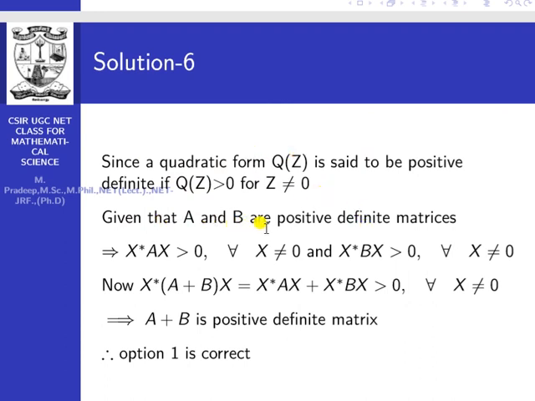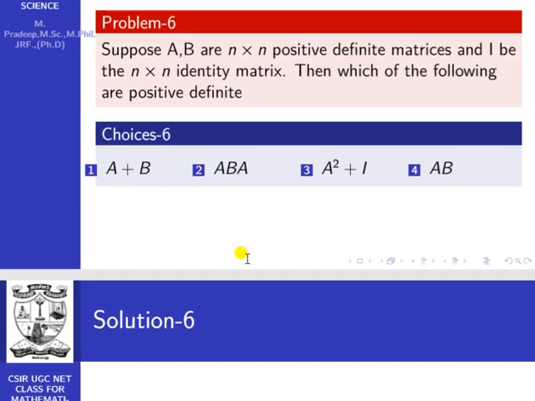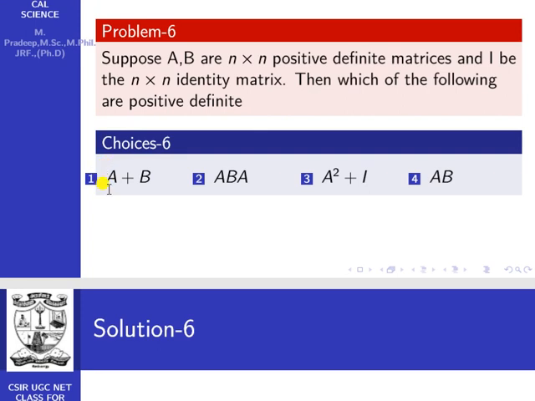So given that A and B are positive definite matrices, what is the definition? X star A X should be greater than 0 for all X not equal to 0. The same way for B positive definite means X star B X greater than 0 for all X not equal to 0. So we want to find out, in the choices, we will check whether A plus B, ABA, A square plus I, AB are positive definite or not.